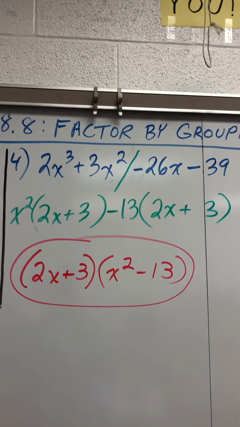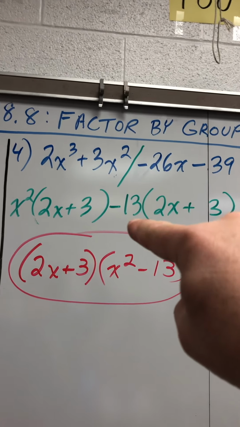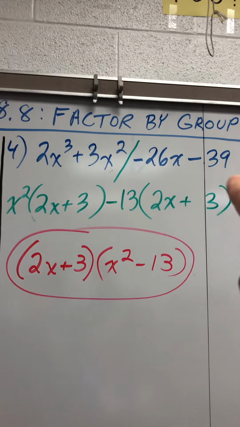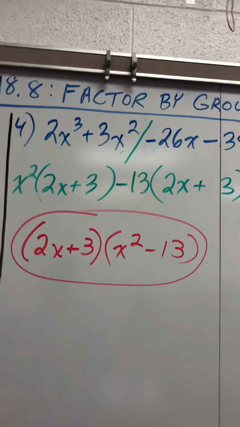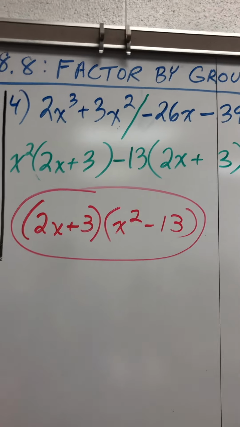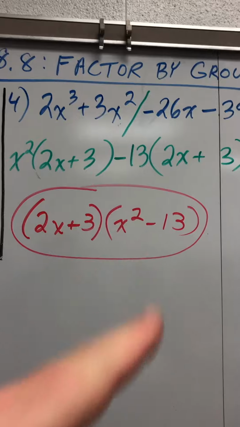Again, x^2 is common. You're left with 2x + 3. Pulling out a minus here, again, 13 is common to both. You're left with 2x + 3. Now 2x + 3 is common to both. Okay. You're left with x^2 - 13.